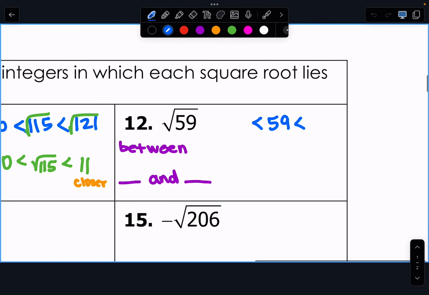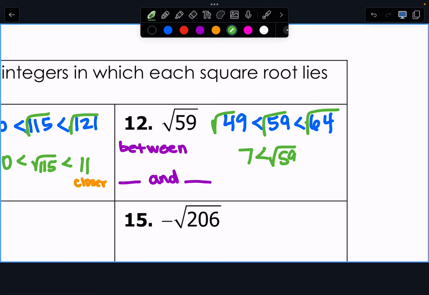Okay, since it's between 49 and 64, we're going to put square roots, and we're going to be between 7 and 8. Which one is it going to be closer to? Is it going to be closer to 7 or 8? It's going to be closer to 8 since 59 is closer to 64, okay?